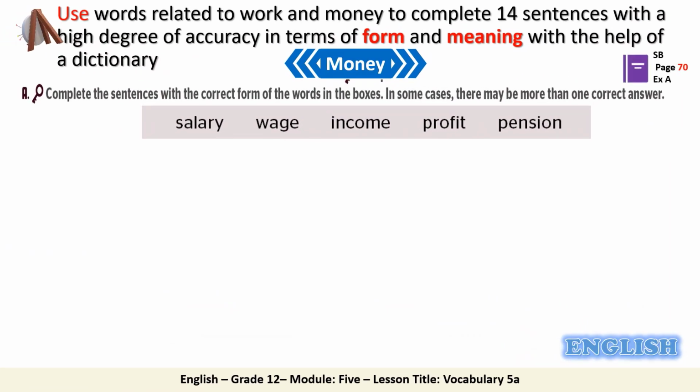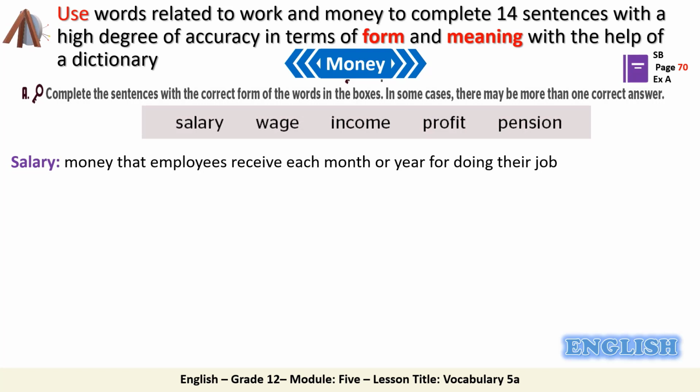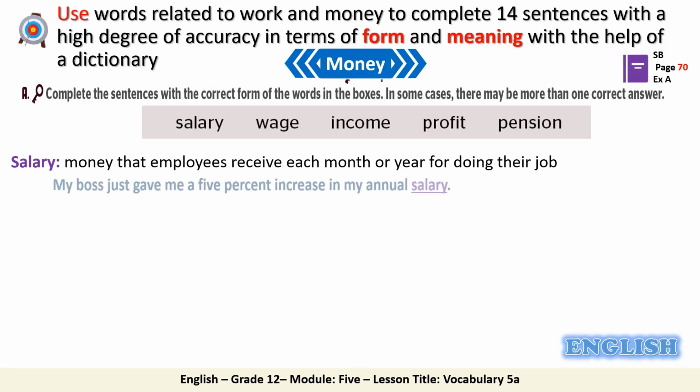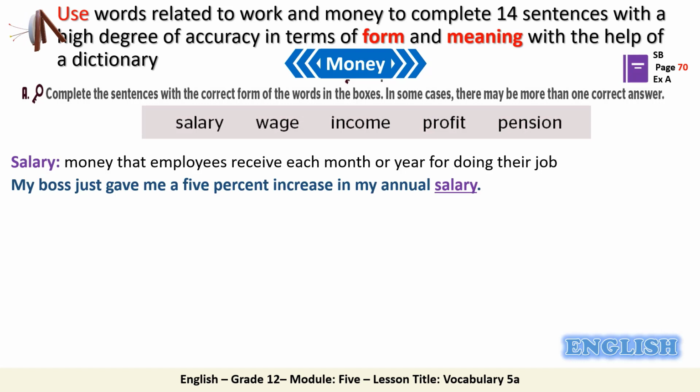Now let's deal with words related to money. Please pause this video here and try to figure out what these words mean. You can use your dictionary or your own background knowledge. Well done. Let's check it out. Salary is the money that employees receive each month or year for doing their job. For example, my boss just gave me a 5% increase in my annual salary.